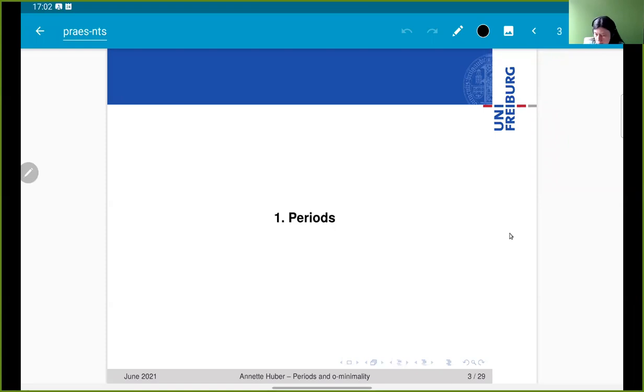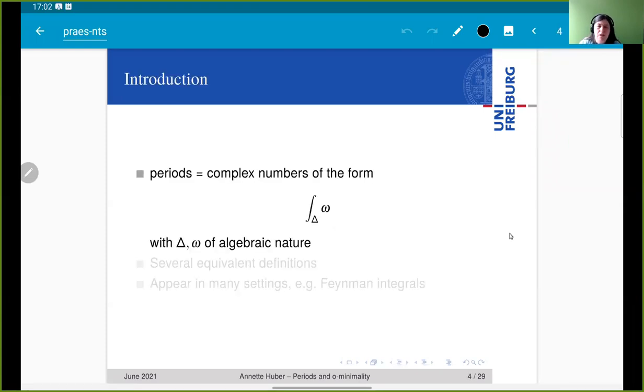So let's talk about periods. Periods are numbers that you can write as values of integrals. So you're integrating omega over delta, where both omega and delta are of some kind of algebraic or arithmetic nature. I'll be more precise later. If you don't put any conditions, of course, you can write any complex number like this, but we are putting conditions.